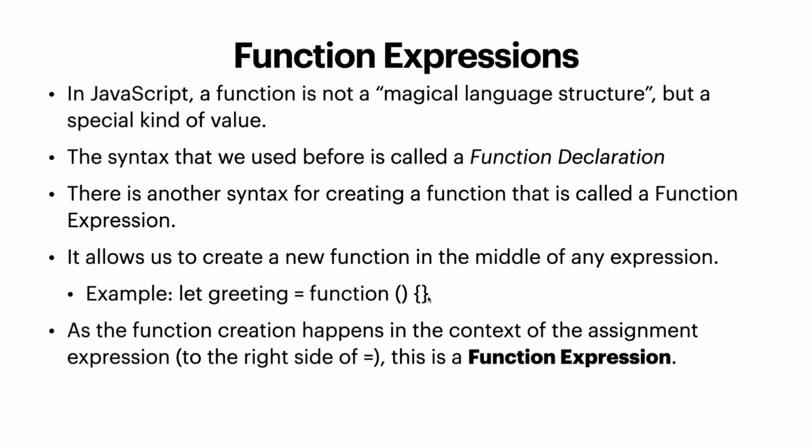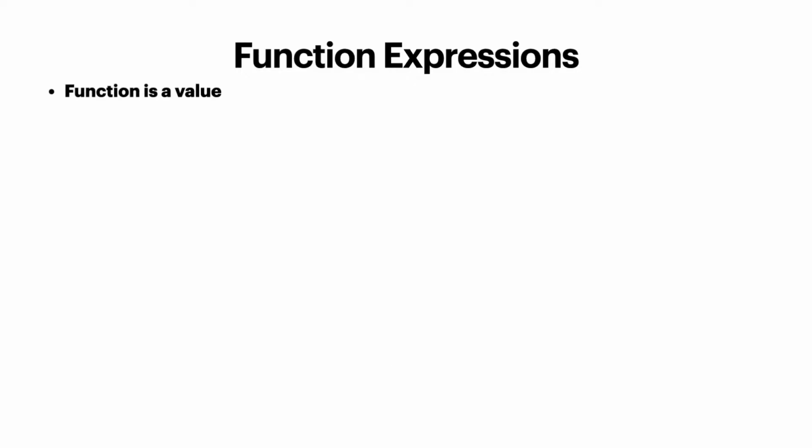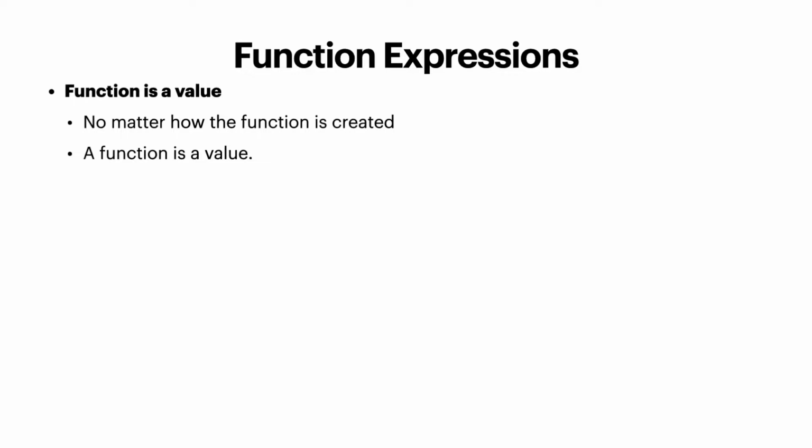As the function creation happens in the context of the assignment expression, to the right side of the equal sign, this is called a function expression. The function is created on the right side, and then we assign it to the variable. So this is why it's called a function expression. A function is basically a value. No matter how the function is created, a function is always a value.